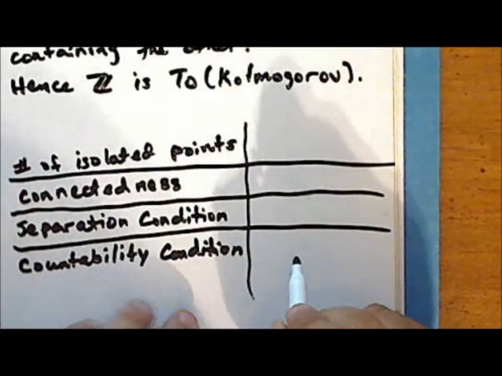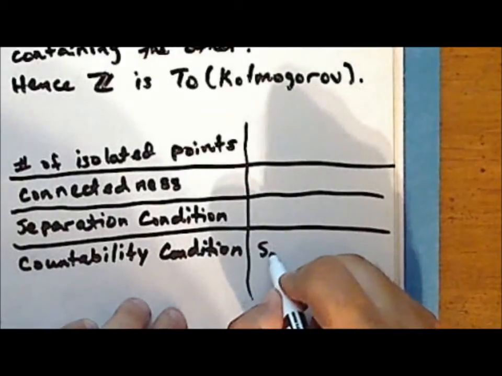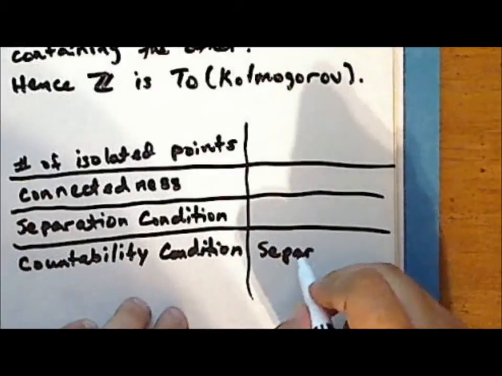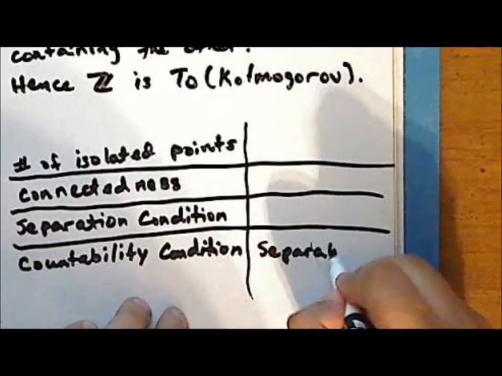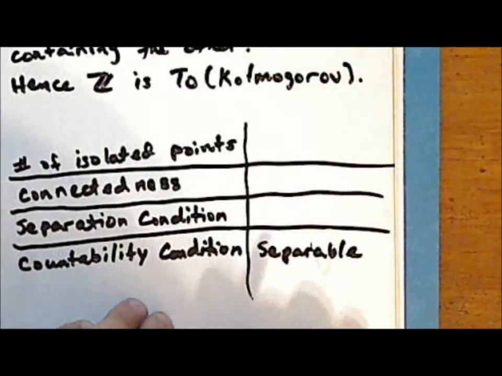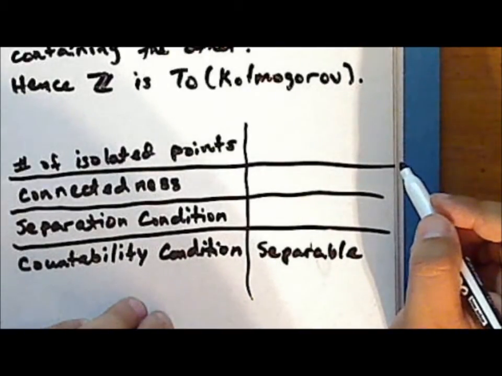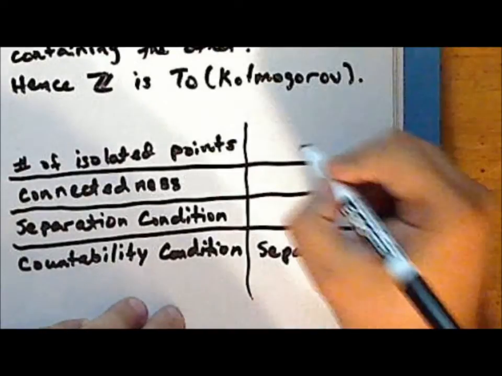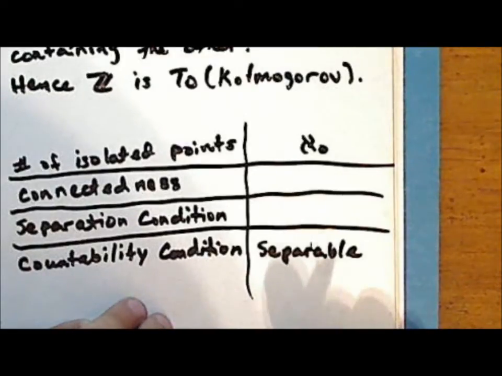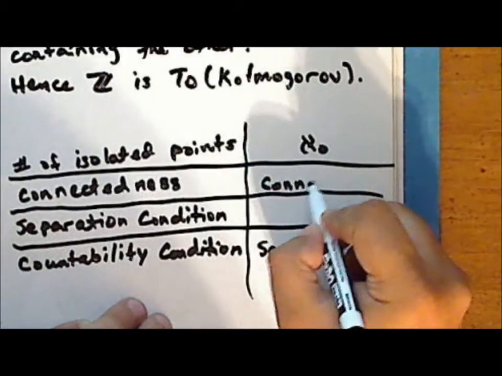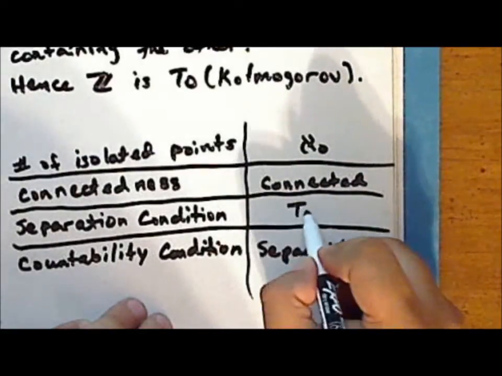The countability condition satisfied by the digital line is that it is separable as it contains a countable dense subset, namely the odd integers. The number of isolated points in the digital line is the cardinality of the set of odd integers, which is Aleph null. It is countably infinite. The digital line is connected. And the strongest separation condition satisfied is the T0 or Kolmogorov condition.